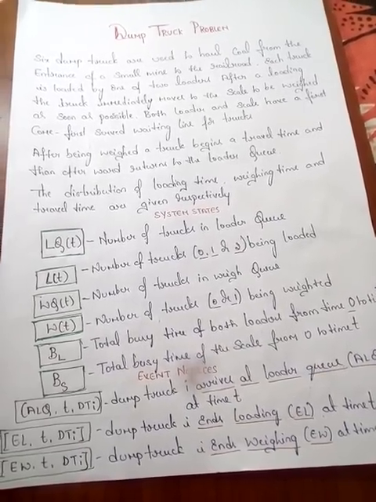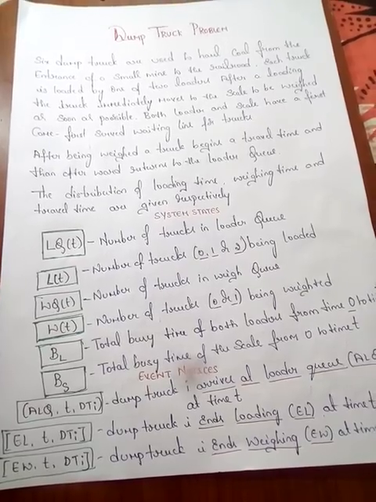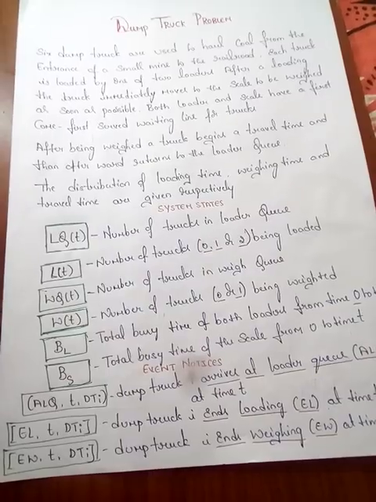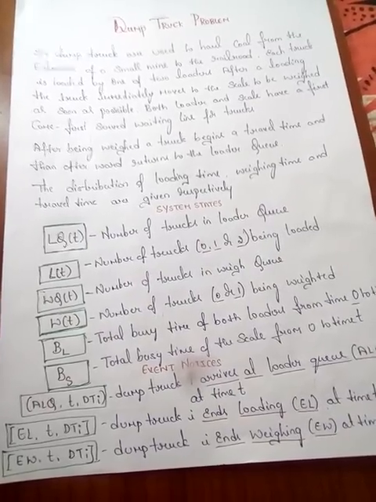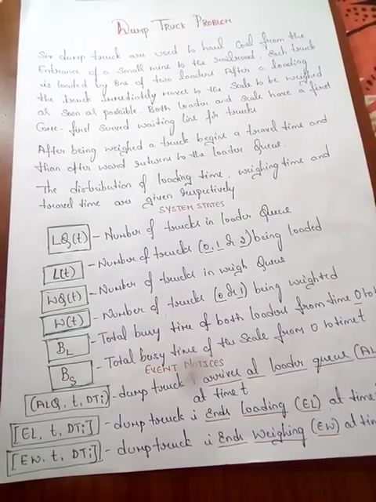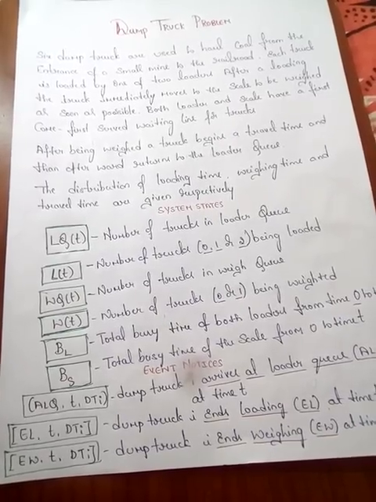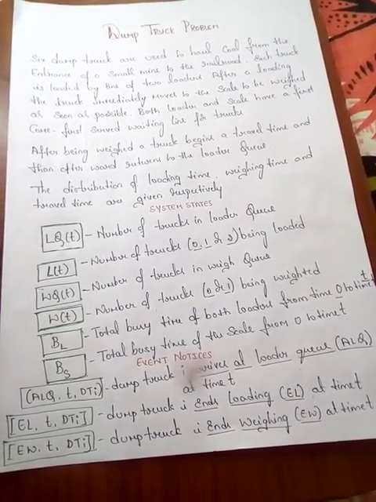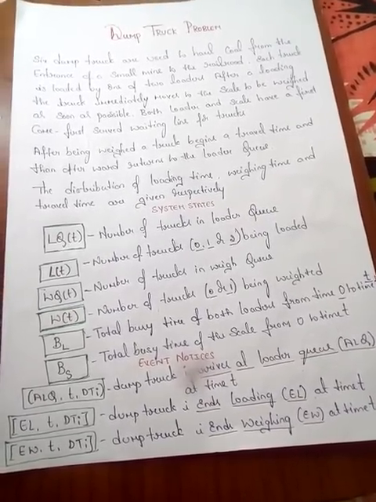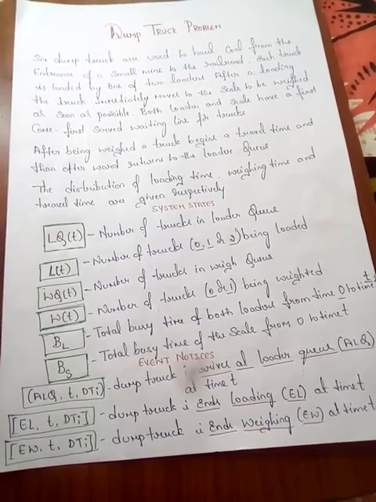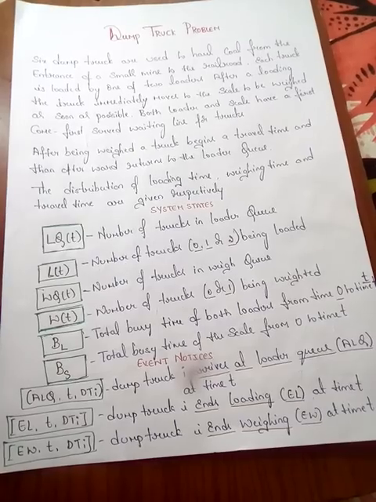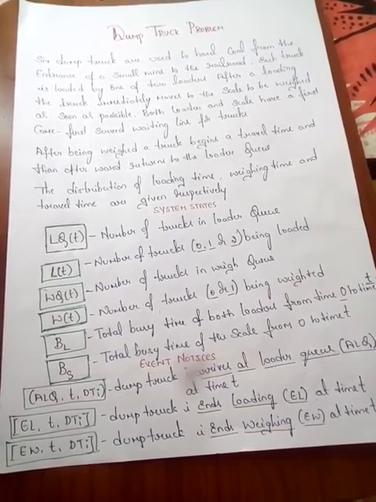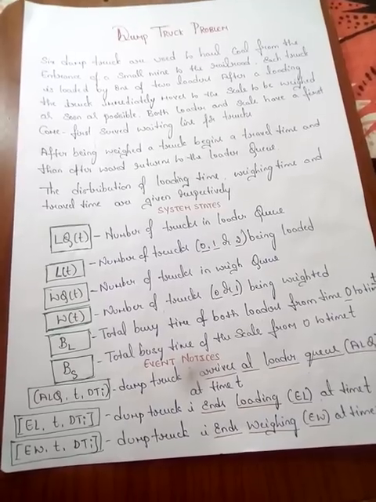Next we'll learn about event notices, where the dump truck problem has certain event notices. There are 3 kinds of event notices we will learn here. First one is ALQ, which represents the arrival at loader queue, where T represents the time, DTI represents the truck and I represents the truck number, which is either truck 1, 2 or 3.